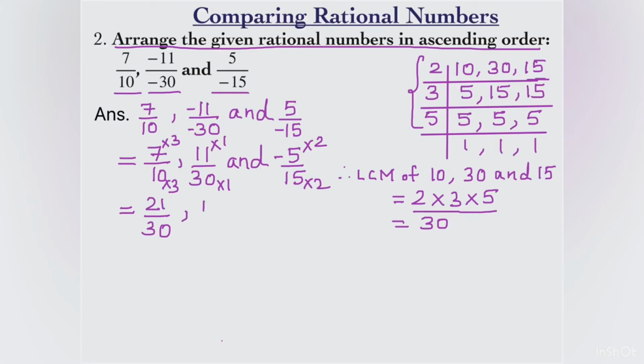11 times 1 is 11, 30 times 1 is 30. And minus 5 times 2 is minus 10, 15 times 2 is 30. Now we have got all the denominators the same. For the same denominator, the rational number with greater numerator is greater and the rational number with smaller numerator is smaller. Now let's arrange these rational numbers in ascending order.